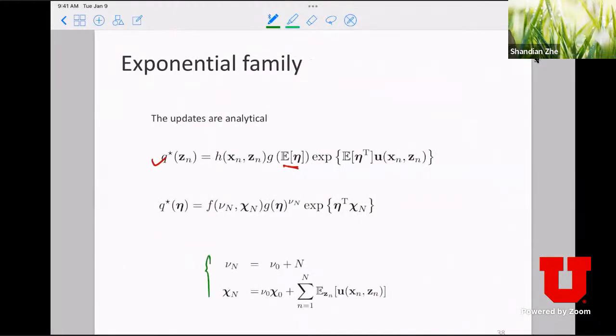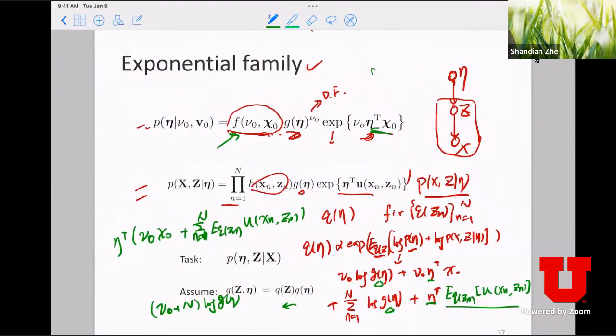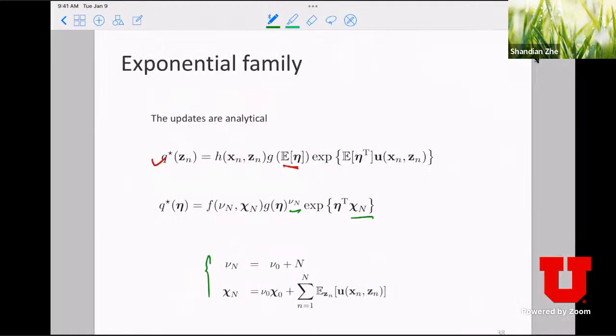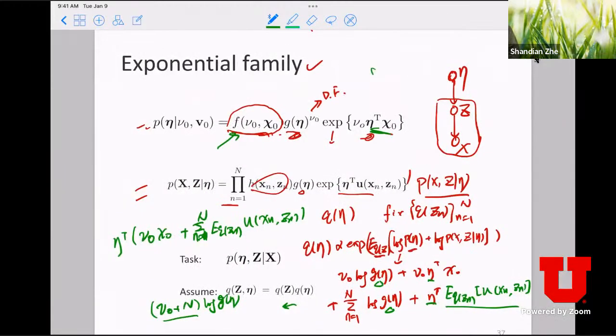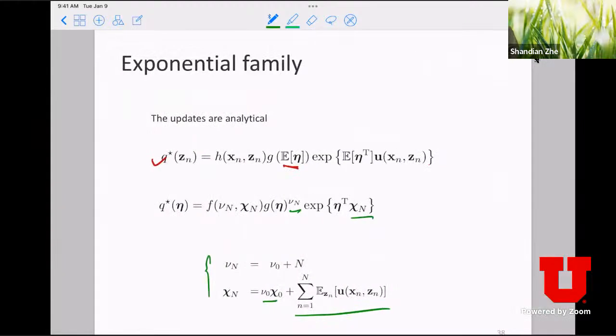If we denote it by nu n and kappa n, you see nu n is nu 0 plus n, which is the coefficient of our log g of eta. And kappa n is nu 0 x 0 plus the summation of the expectation of sufficient statistics. It's just the term we have merged for eta. So this is pretty easy if you sit down for 5 minutes to merge all those terms. It's not hard at all.